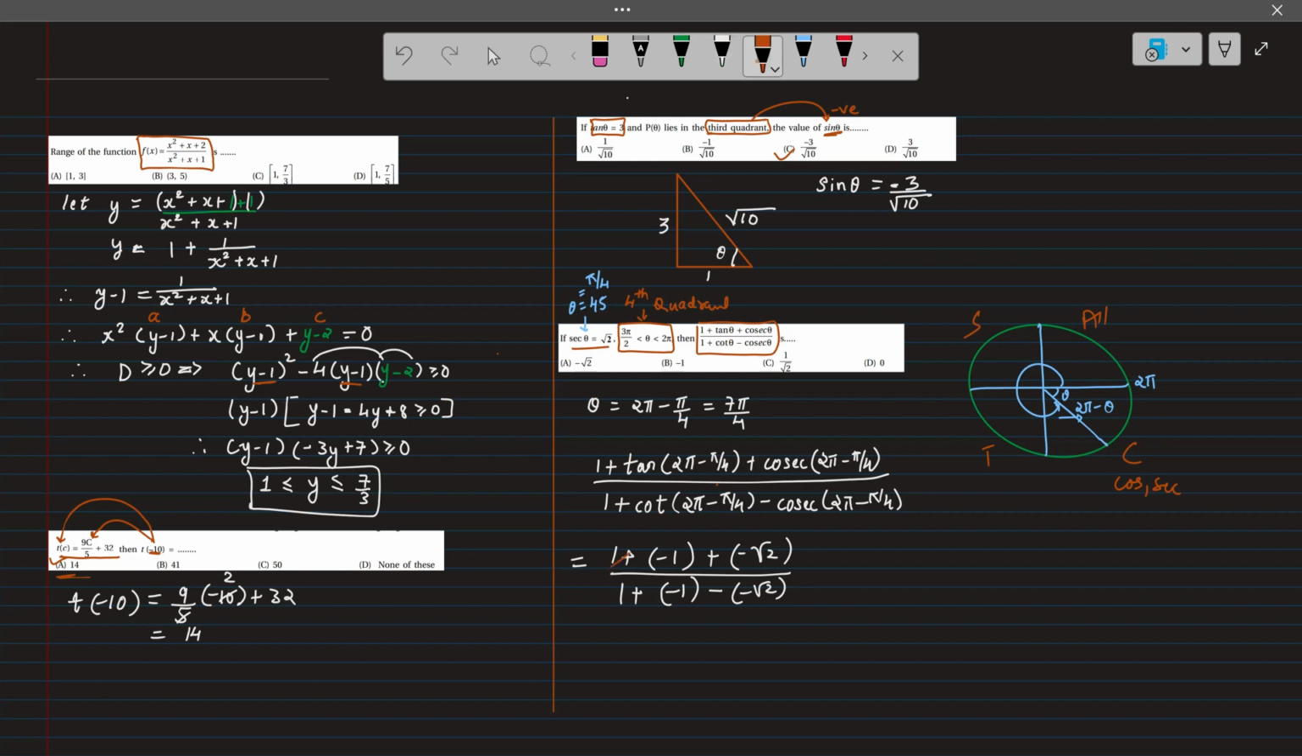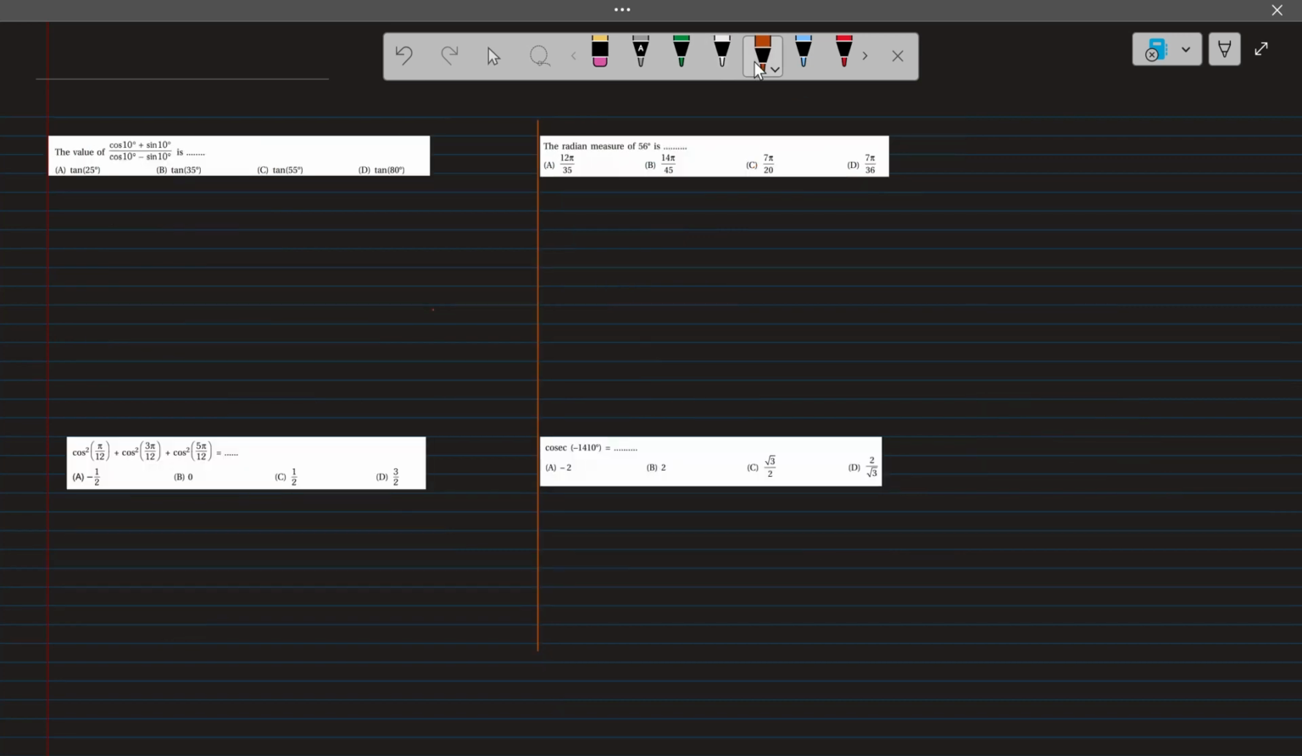Now 1 minus 1 both in the denominator as well as numerator will get cancelled out. The value which we'll get is minus root 2 upon minus minus plus root 2. Again this will get cancelled out and the final value will be minus 1. So let's solve the next one.